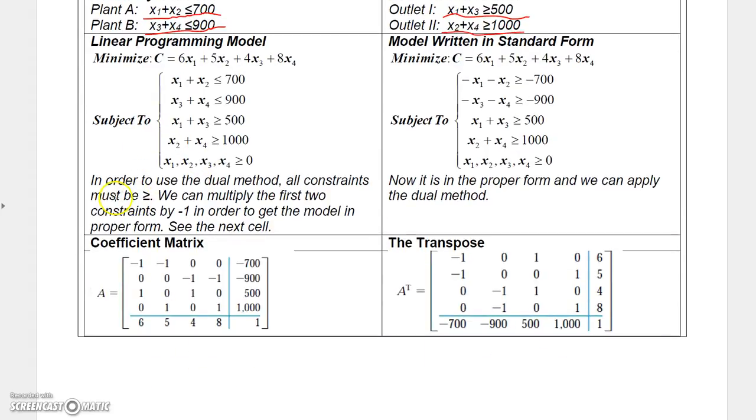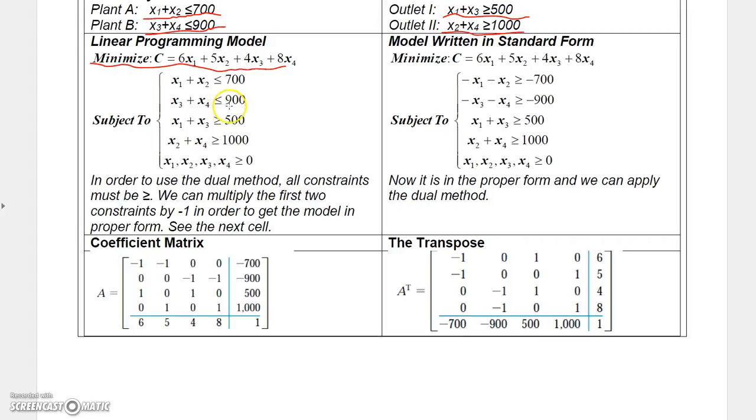Now, when you put this all together, you get your linear programming model here. This is your objective function, so you want to minimize that function, and you have two less than constraints and two greater than constraints. Okay, well, this is a minimization problem. We know that we can solve minimization problems if all of the constraints are greater than or equal to. But these two constraints are not greater than.